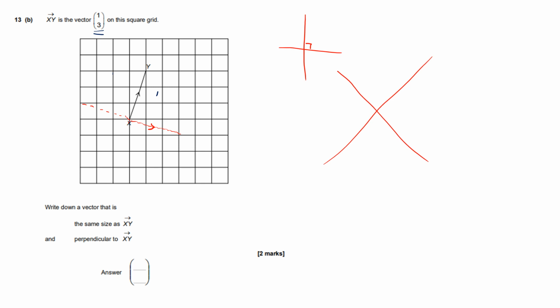So that's going to be 1 down, 3 along. So that's going to be, or it could be going the other way around, really. It could be facing the other way around. That would mean that it's going to be -3 and +1. There you go. That's how we get 2 marks from this.